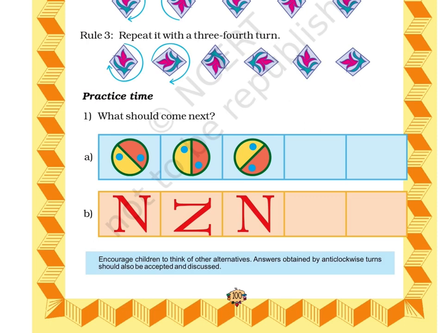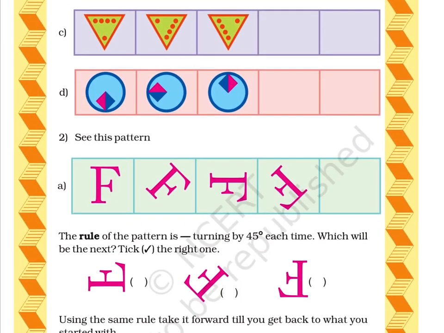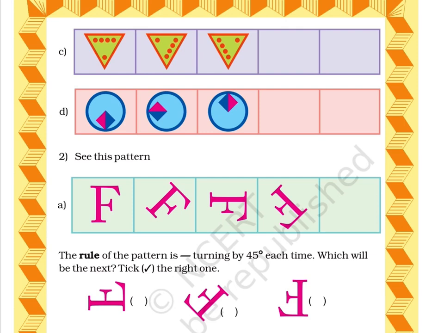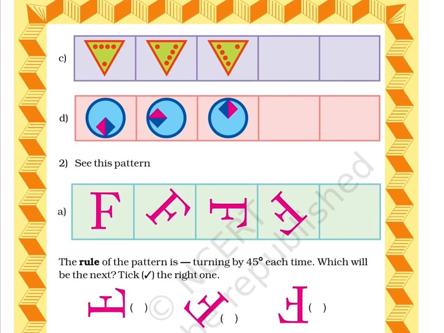For the teacher. Encourage children to think of other alternatives. Answers obtained by anti-clockwise turns should also be accepted and discussed. Page 101. C. We again see a pattern of a triangle rotating in a particular way. 3 instances have been shown. 2 blank spaces are provided for you to fill up.